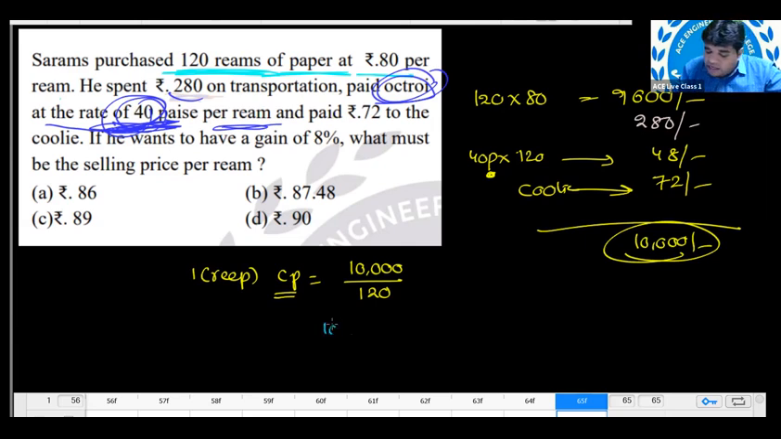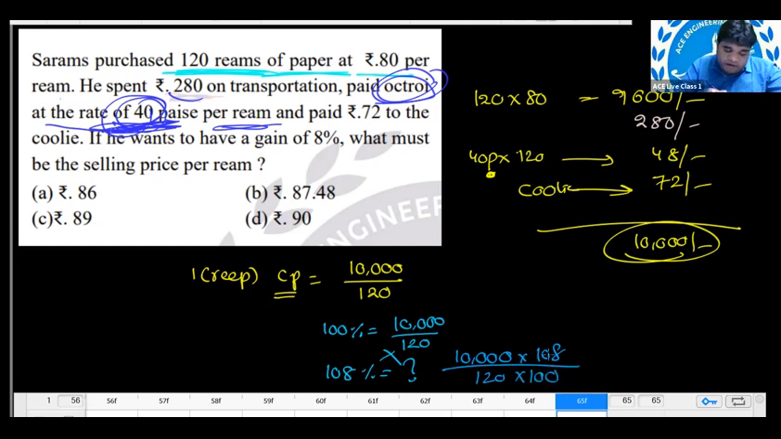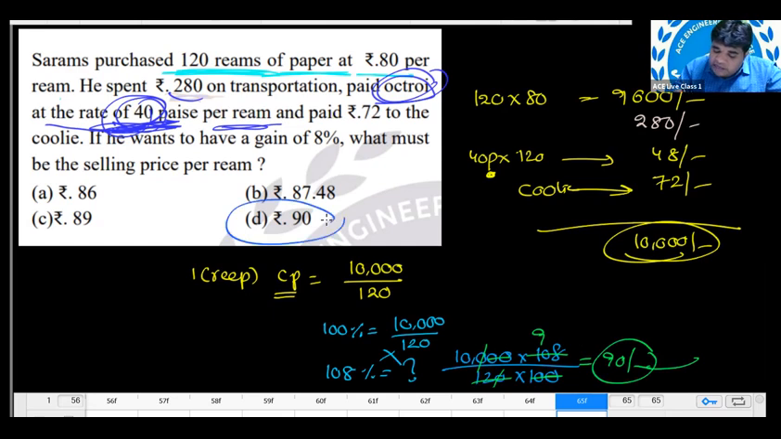Cost price means which is equal to how much percentage? Cost price is equal to 100%. 100% is equal to 10,000 by 120. I want 8% profit, so 108% is required. How much? Cross multiplication. So 10,000 into 108 upon 120 into 100. Here 2 zeros cancel, 12 9s cancel. Then the answer is 90 rupees. Each ream sold at 90 rupees gets an 8% profit.